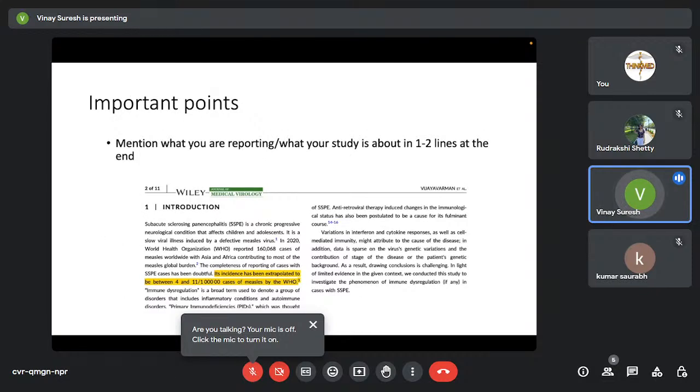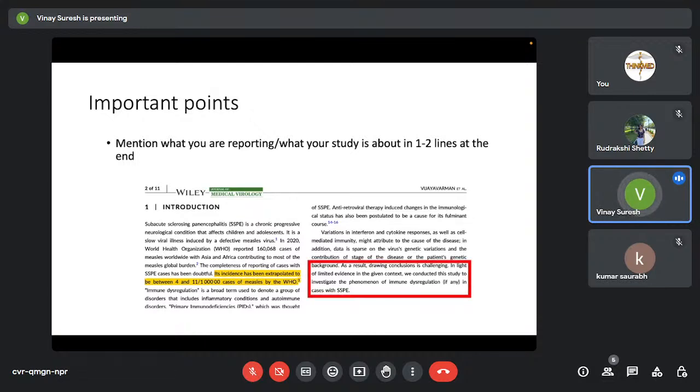So this is a paper that I had authored, and this is one of the most important points which I feel is sometimes missing even in really good studies. You need to mention what you're writing, what you're reporting, what your study intends to do in the last few lines of the introduction. So like you can see here, I have highlighted that in light of limited evidence in the given context, we conducted this study to investigate the phenomenon of immune dysregulation in cases with SSPA. So we clearly are describing what our study intends to do.